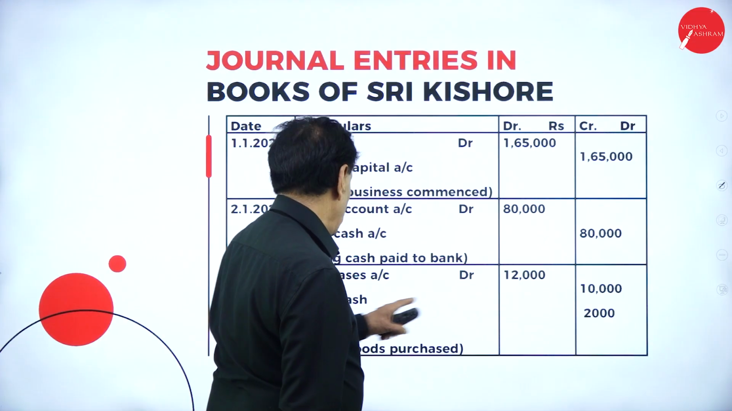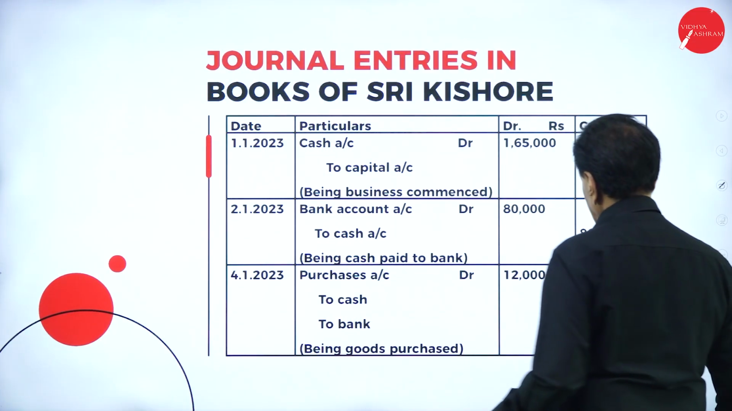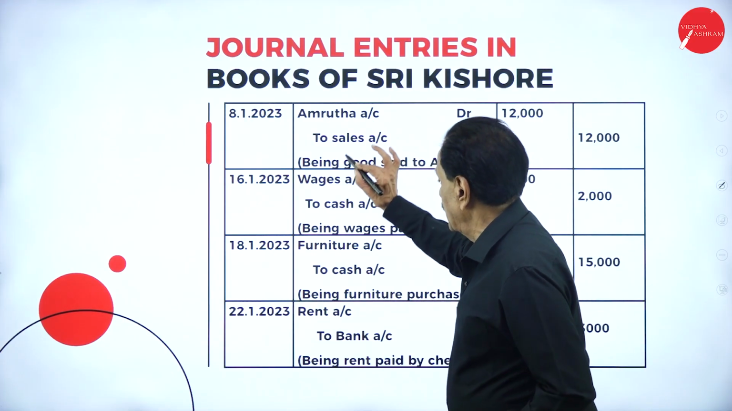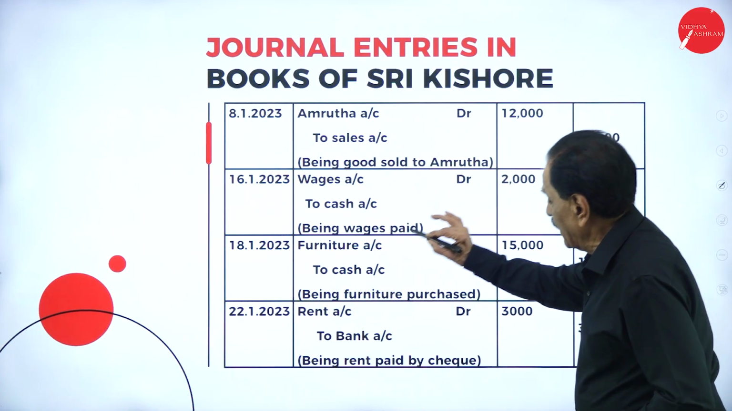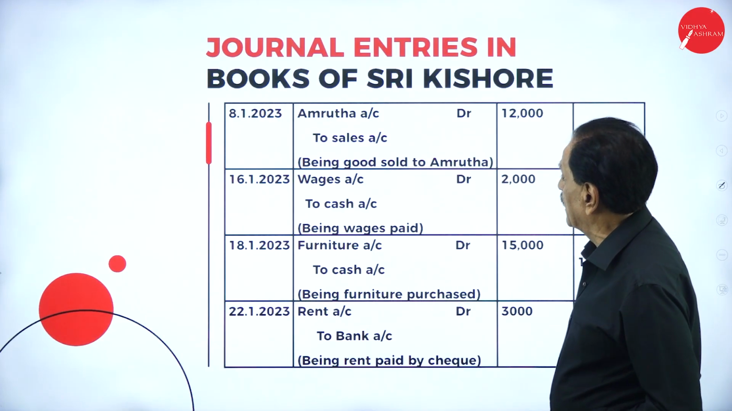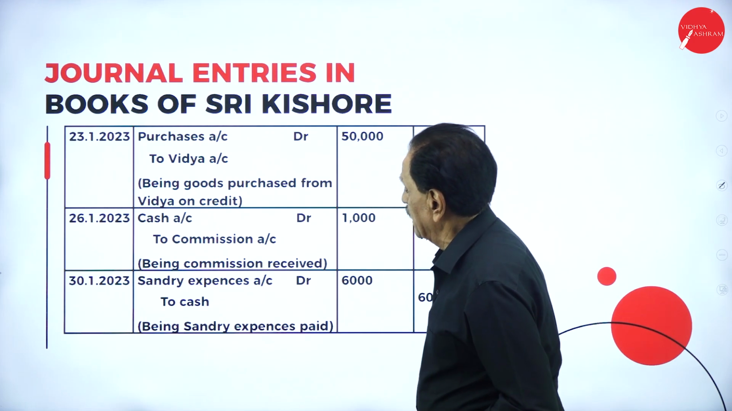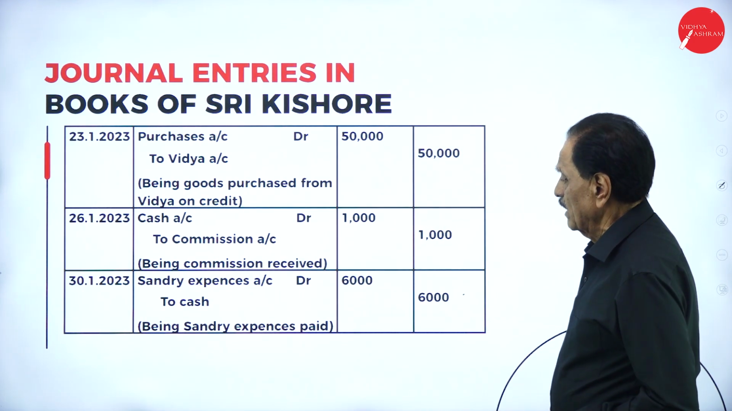Purchase account debit 12,000, to cash account 10,000, to bank account 2,000. Amrita account debit to sales account, wages account debit to cash account, furniture account debit, rent account debit, rent paid in the form of check, purchase account debit to Vidya's account, cash account debit, sundry expense account debit to cash.